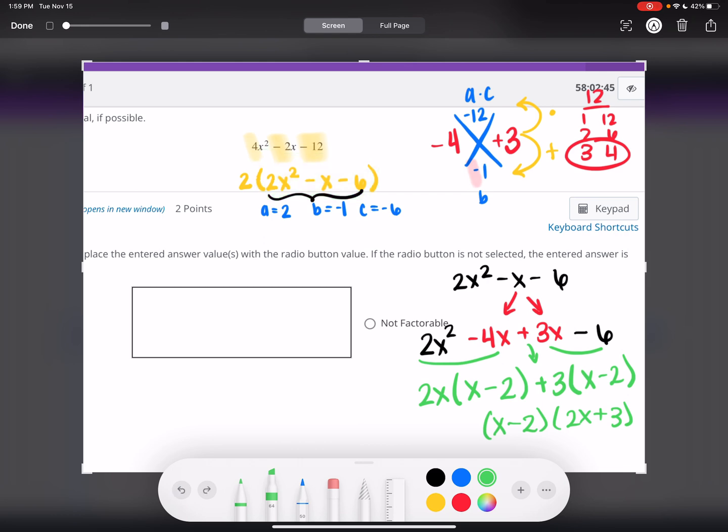And so my final answer is going to be the GCF, the GCF 2, and then x minus 2, 2x plus 3. So that's what I got when I factored by rainbow. That is the GCF. The order of the parentheses doesn't matter. However, the GCF we do write out front just for the sake of convenience. So put the GCF out front and then factor the parentheses like normal. And that would be your final answer.